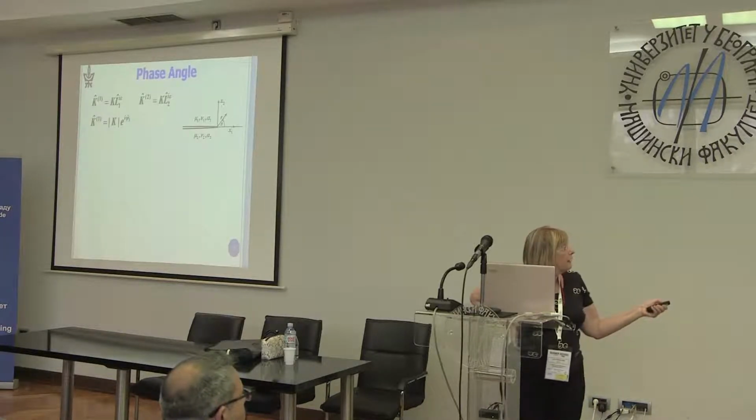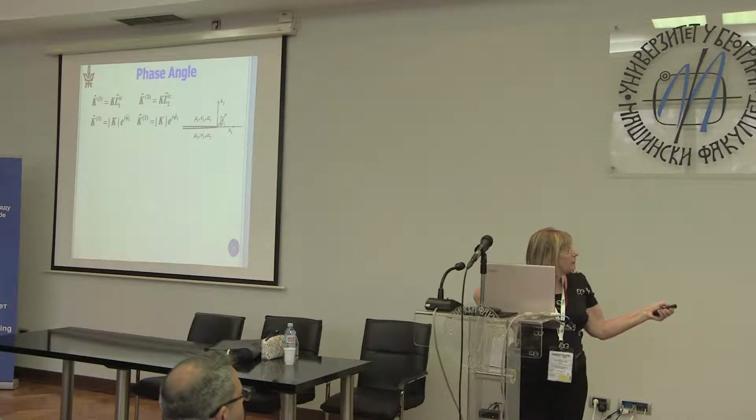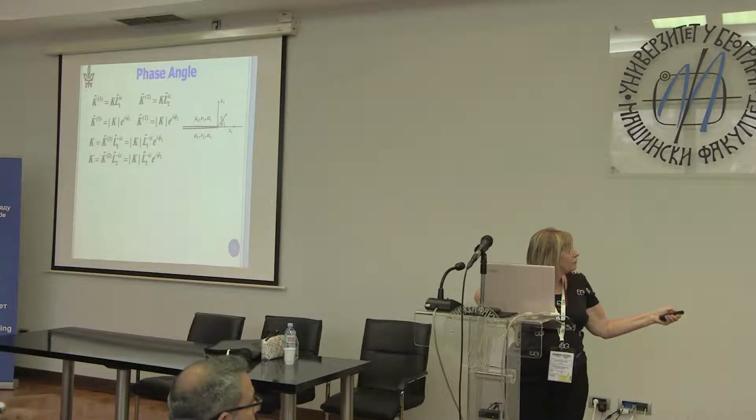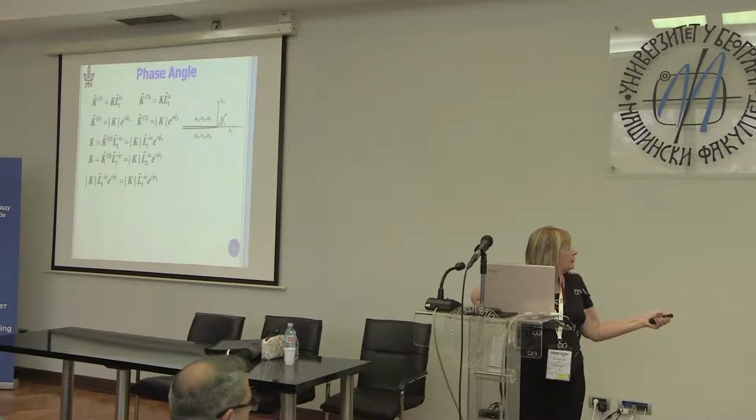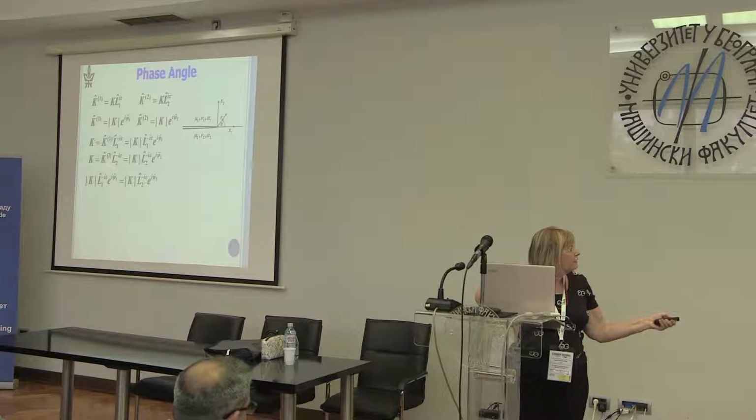And so K1 hat can be written in this way, and K2 hat can be written in that way, and we can solve for K in both cases. And so this is the expression for K1 hat, which I expand over here, and this is the expression for K2 hat, and they're equal. So we have a relationship between psi 1 hat and psi 2 hat through L1 hat and L2 hat.